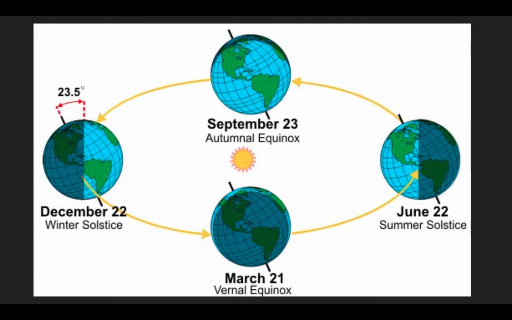After fall, we have winter. So here in the picture to the left, you can see that the Earth is pointed away from the sun. They're saying it's 23.5 degrees, which may be right. So we're pointed away from the sun, and in the northern hemisphere, we are having winter. In the southern hemisphere, we are having summer.